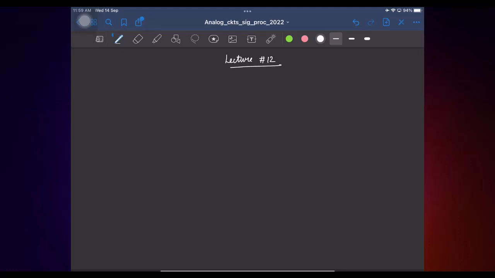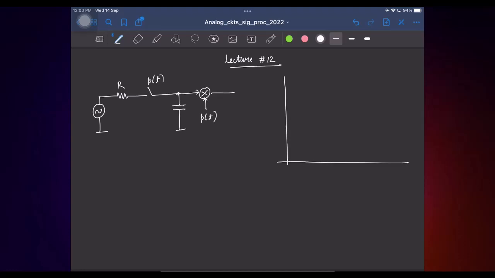In the last class, we looked at the N-path filter. So first, let me do a quick recap of that. We all started with this simple looking circuit. Say this is p of t and this is p of t. Now if I try to sketch H0 of j 2 pi f for this, you know it will have multiple pass bands, right? So around Fs, 2Fs and so on.